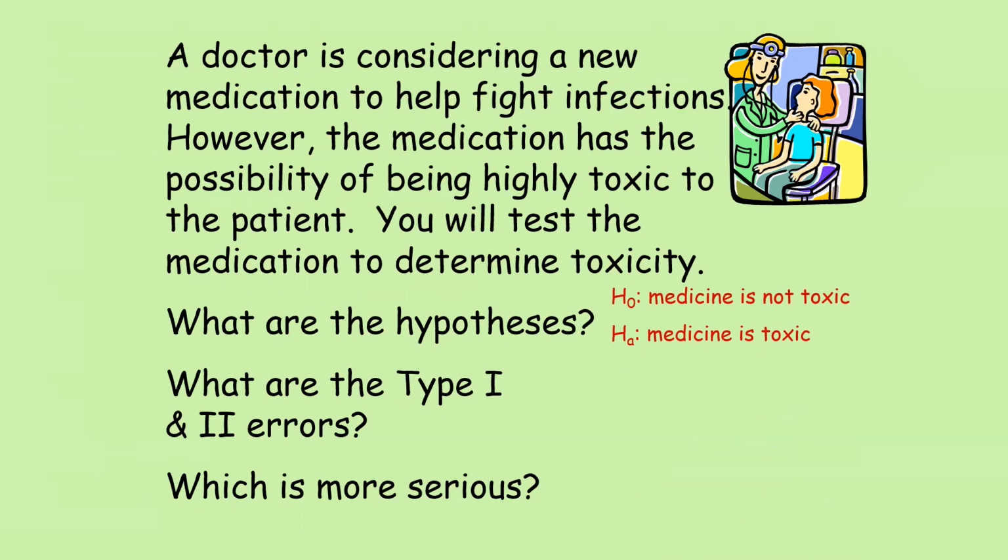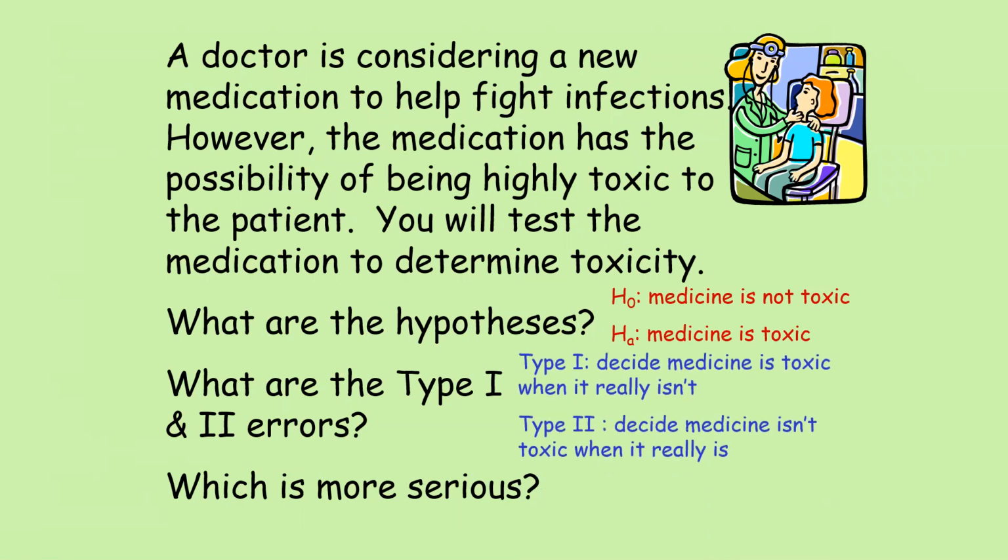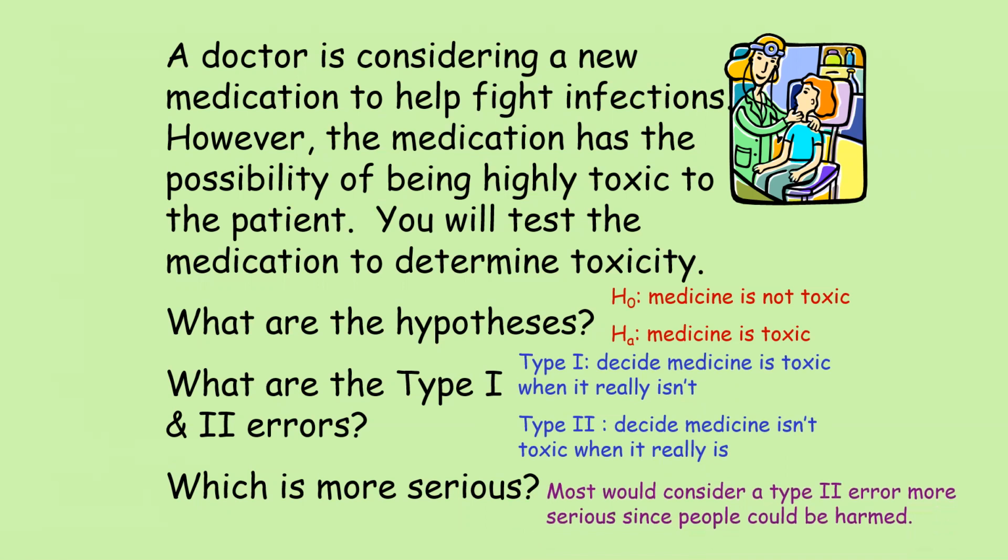So what are the type 1 and type 2 errors? Well, type 1 would be rejecting a true null, deciding the medicine is toxic when really it isn't. Type 2, think FF, decide the medicine isn't toxic when it really is. So which is more serious? Most would consider a type 2 error more serious since people could be harmed.